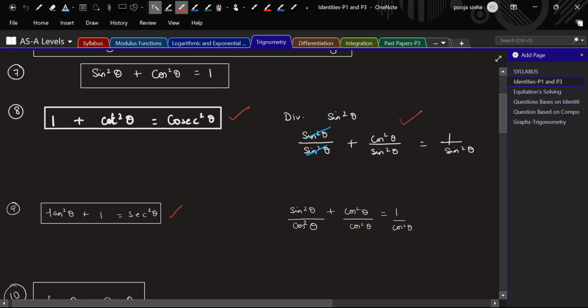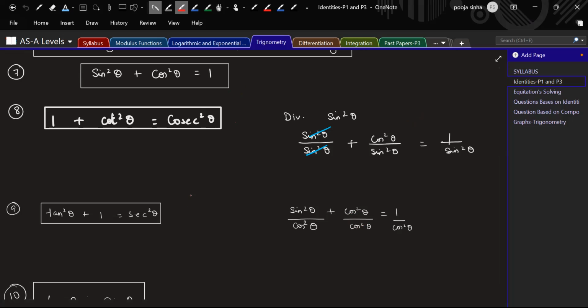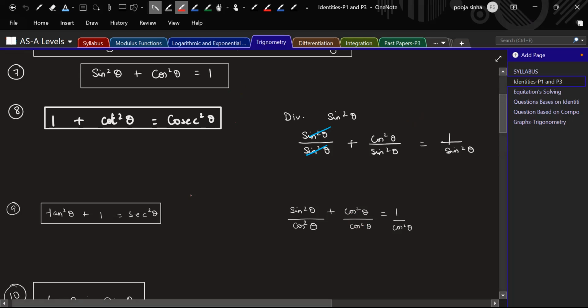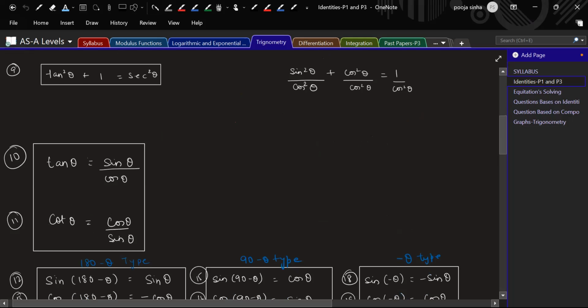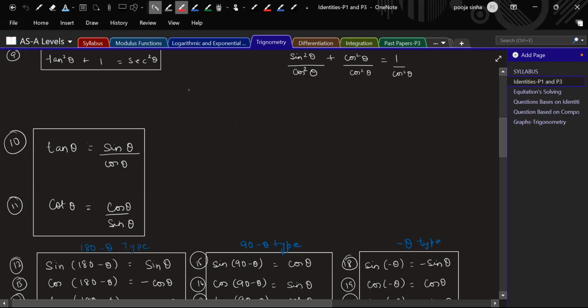It's good to know the derivation, but anyways, you need to memorize all 3 of them. So whatever we are learning here, it has to be at your fingertips. These identities have to be at your fingertips. You have to memorize them. Okay?